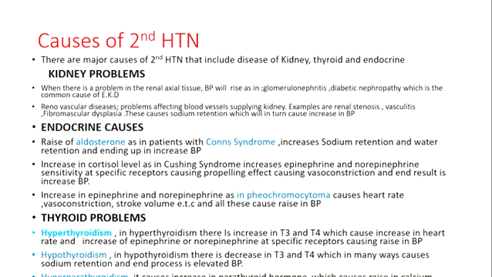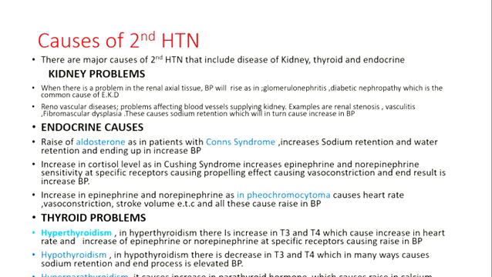Another way is the effect of epinephrine and norepinephrine, as in pheochromocytoma. A patient who has a pheochromocytoma will have an increase in epinephrine and norepinephrine. And earlier we have seen the effect of epinephrine and norepinephrine as a vasoconstrictor, and it also causes an increase in heart rate and also an increase in stroke volume, and in many ways it will cause a rise in blood pressure.